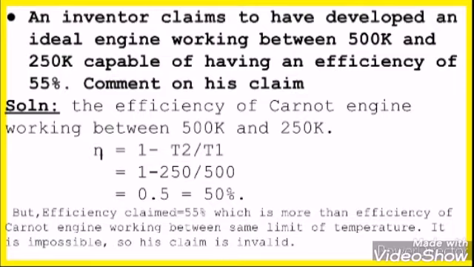Hence, the inventor claimed an efficiency more than the calculated value, which is more than the efficiency of a Carnot engine working between the same limits of temperature. It is impossible, so his claim is invalid. Here, for the same limits of temperature, the efficiency should not change. It should be a constant. Hence, the claim was invalid.